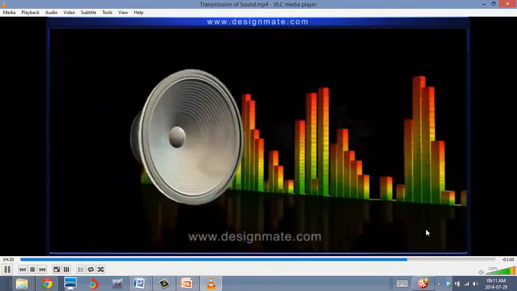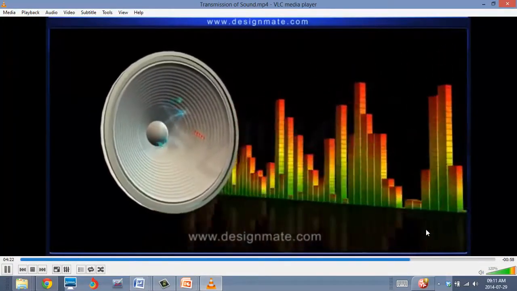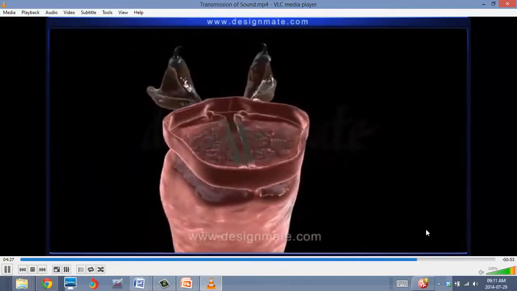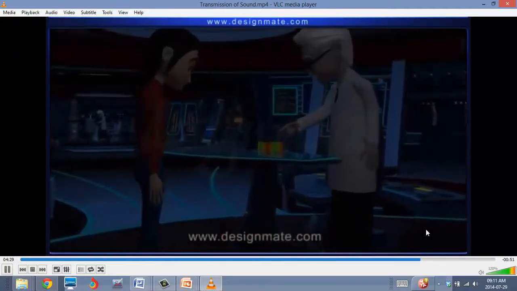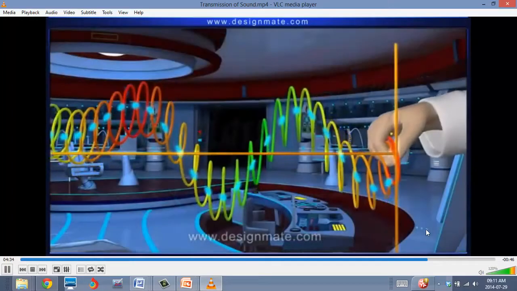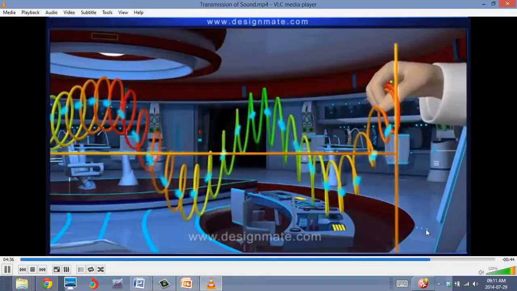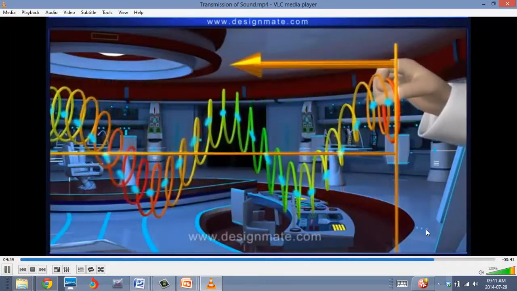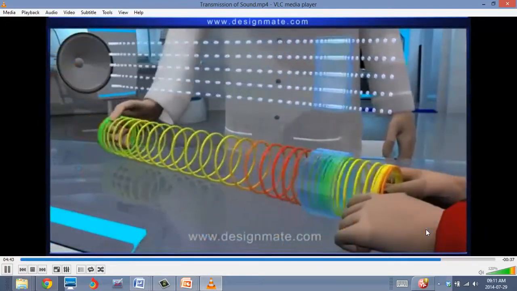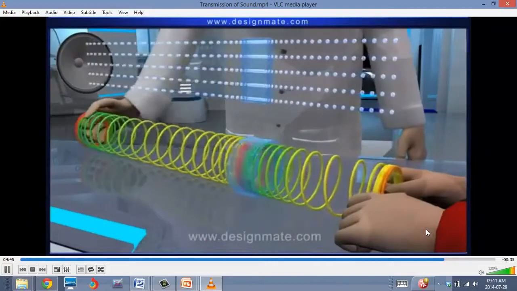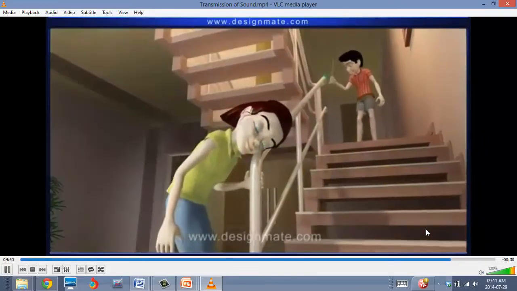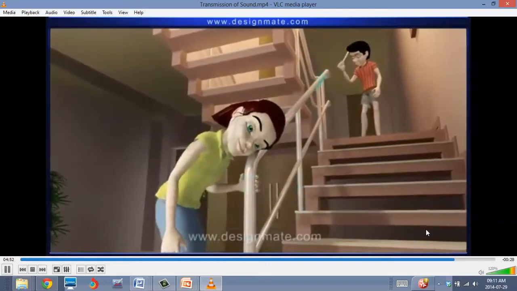Summary. Every sound is produced by a vibration. Vibrations are produced by our vocal cords when we speak. There are two types of waves, transverse wave and longitudinal wave. In a transverse wave, the particles vibrate at a right angle to the direction of the wave. In a longitudinal wave, vibrations are parallel to the direction of the wave. Sound waves are longitudinal waves. Sound travels quickest through a solid.